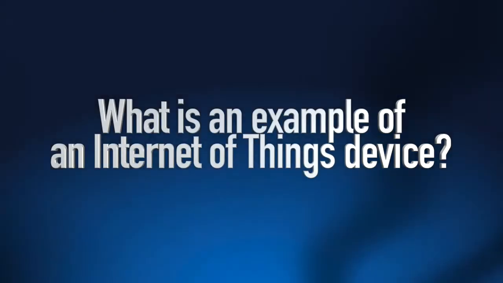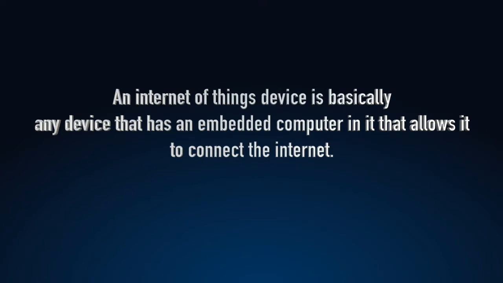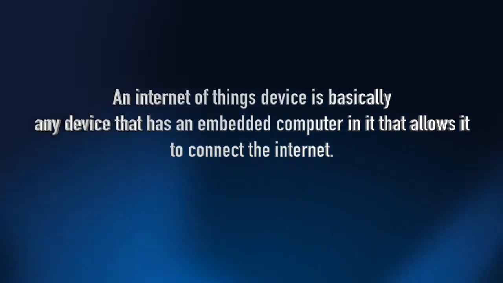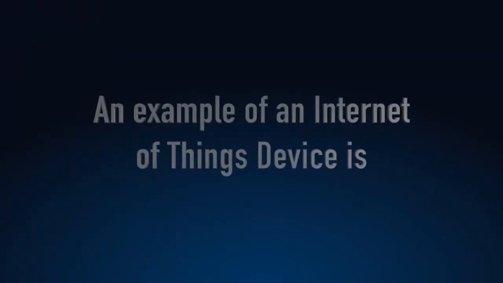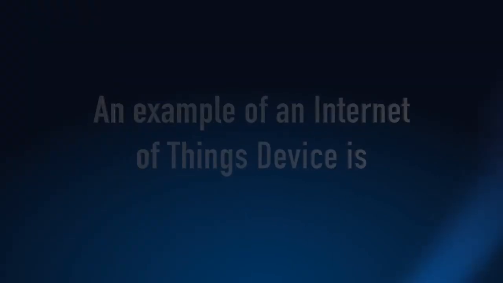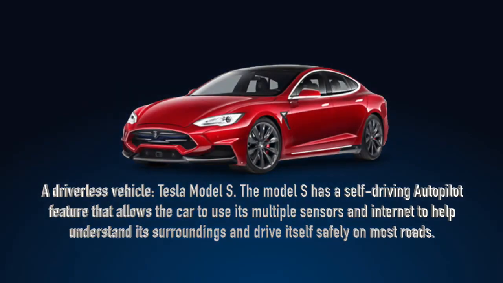What is an example of an Internet of Things device? An Internet of Things device is basically any device that has an enabled computer in it that allows it to connect to the Internet. An example of an Internet of Things device is a driverless vehicle, such as the Tesla Model S. The Model S has a self-driving autopilot feature that allows the car to use its multiple sensors and the Internet to help understand its surroundings and drive itself safely on most roads.